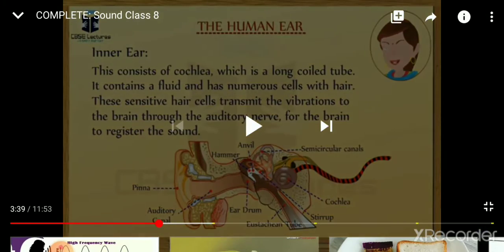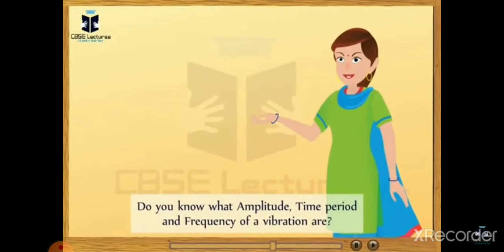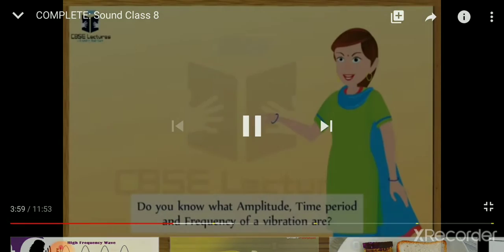So this was regarding the human ear. We read about the outer ear, middle ear, and inner ear, and how the sound waves travel from the outer ear to the inner ear. And now the teacher is asking, do you know what amplitude, time period, and frequency of a vibration are? So now we are discussing amplitude, time period, and frequency of a vibration.